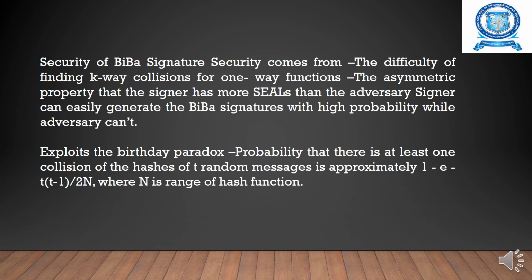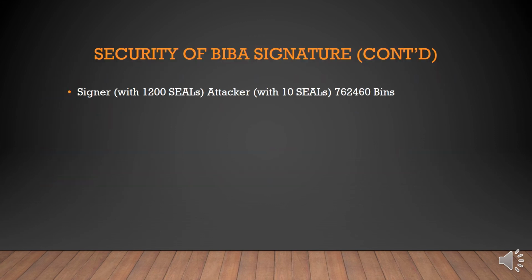This exploits the birthday paradox. The probability that there is at least one collision among the hashes of t random messages is approximately 1 minus e to the power of minus t times (t minus 1) divided by 2n, where n is the range of the hash function. As for the security of the signature, a signer will have 1200 seals, while an attacker will have 10 seals.